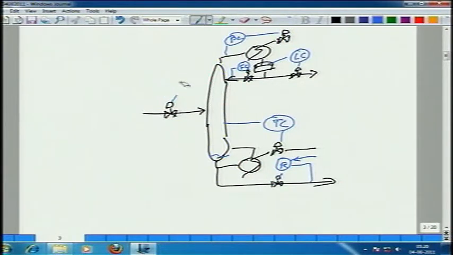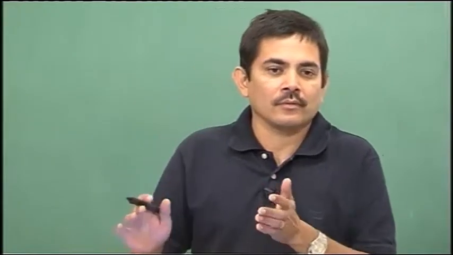and now the level is getting controlled by the feed that you are putting into the column, right. Does this make sense or no? This is another perfectly legitimate way of running the column.